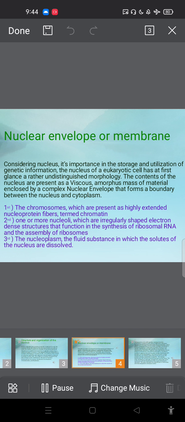First one, the chromosomes, which are present as highly extended nucleoprotein fibers termed chromatin. Second, one or more nucleoli, which are irregularly shaped electron-dense structures that function in the synthesis of ribosomal RNA and the assembling of ribosomes. And the third one, the nucleoplasm, the fluid substance in which the solutes of nucleus are dissolved.